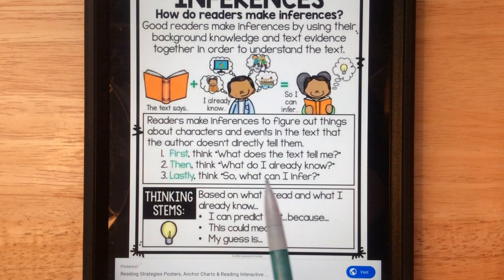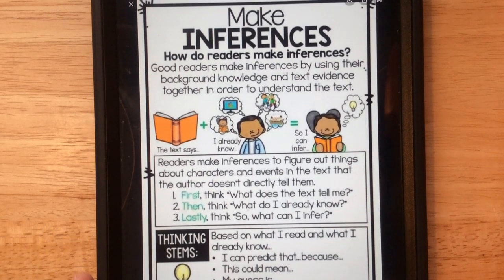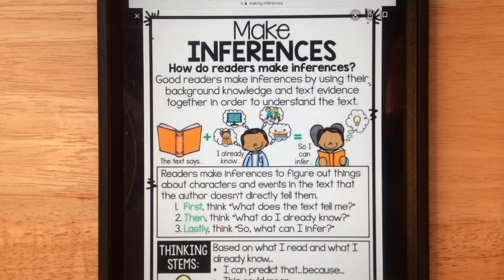Remember, we did a lot of that kind of thinking when we read Lions at Lunchtime. You also could think this could mean. Another way you could think as a reader is my guess is. Those are all ways to think as you read, and they help you to become better at inferring. And that makes you a better reader because you're actively thinking as you read.